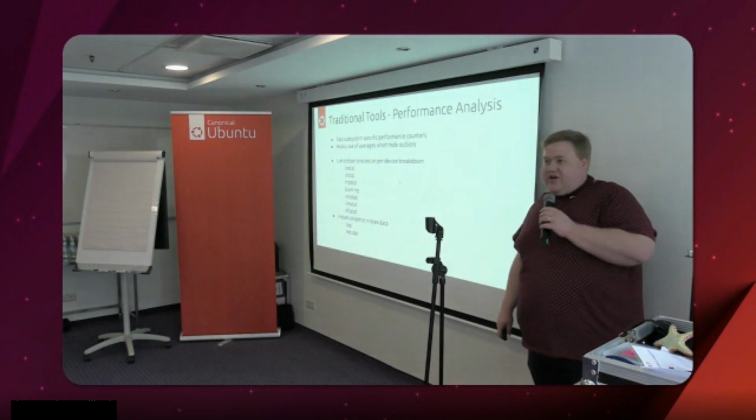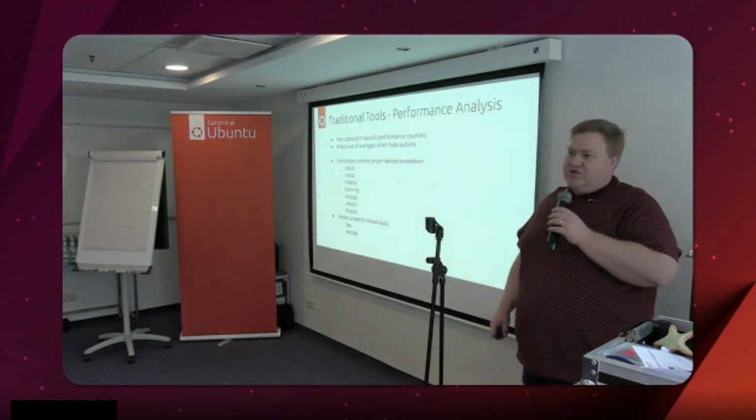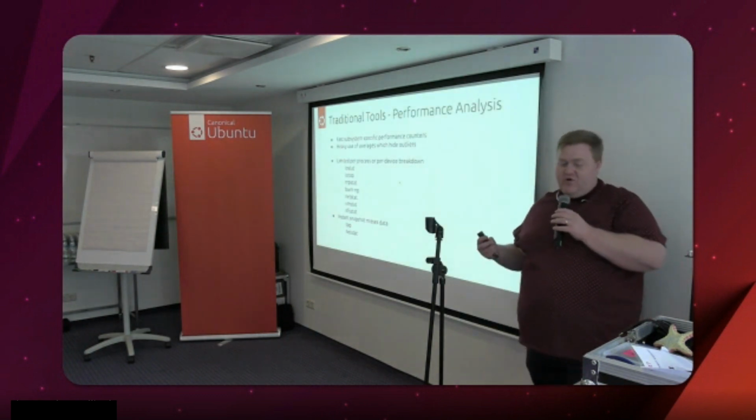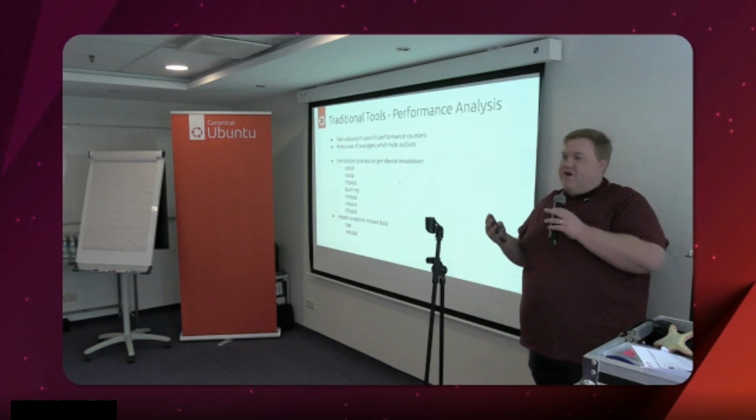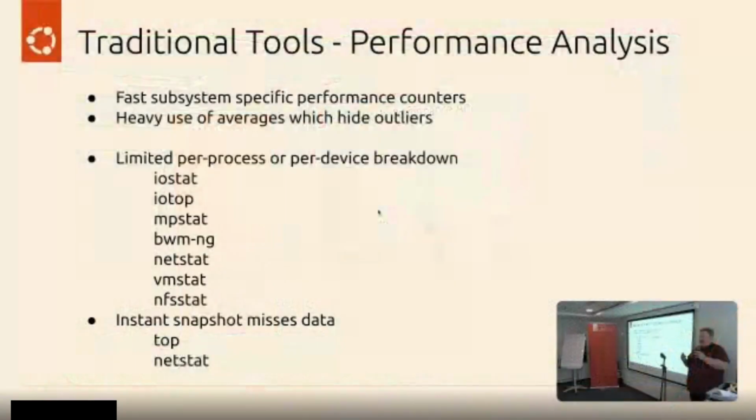And if we look at our traditional performance analysis tools, so these are tools that are going to give us some kind of number, most of the time they're very fast, which is great, but they're using some kind of subsystem specific performance counters that are already baked into the kernel. So the original developers already figured out you need to know how many bytes a second are coming off disks and networks, and they keep some counters for that that are super fast, but they have heavy use of averages, and those hide outliers. You very often can't dig in any detail.